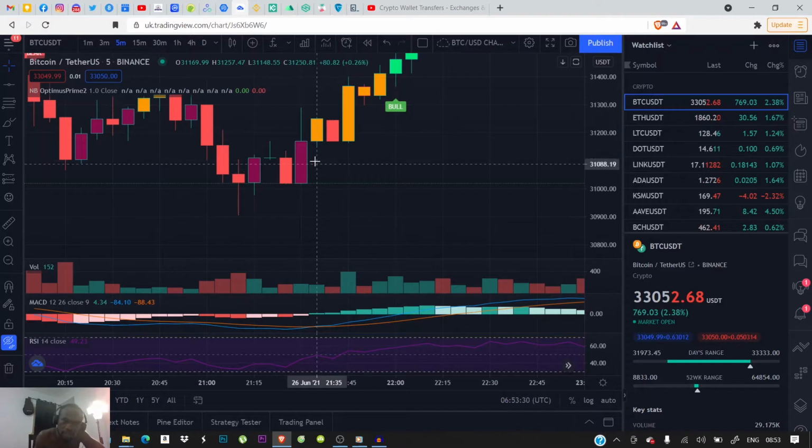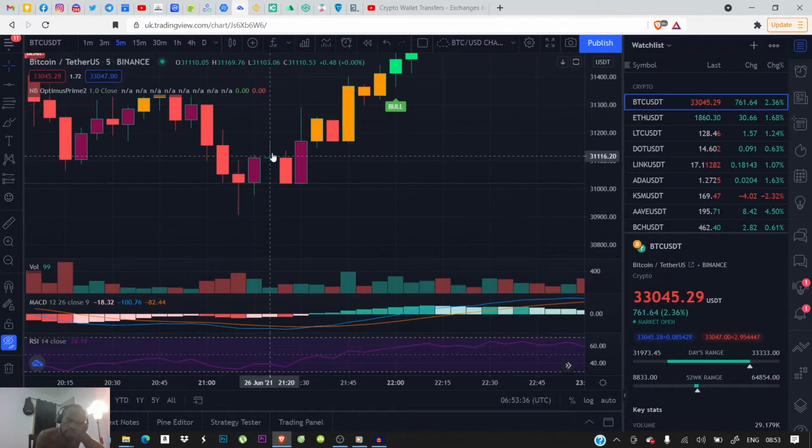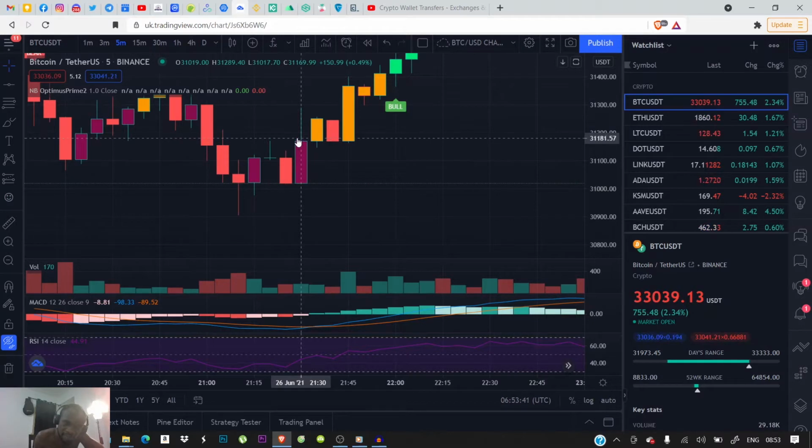The second one, you can see it tried to go up here, this was a green candle, it tried to go up, but it came down to red, and then it tried to repeat the same thing here again. The weak buying momentum.